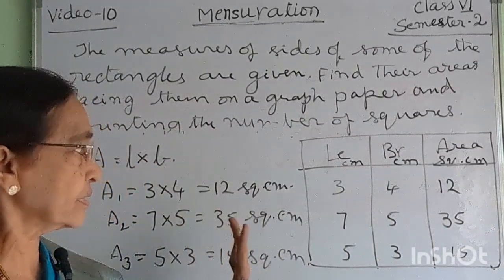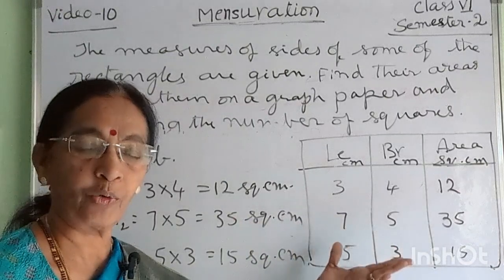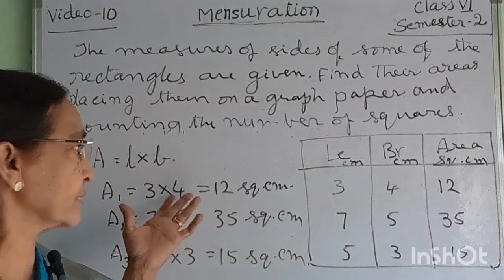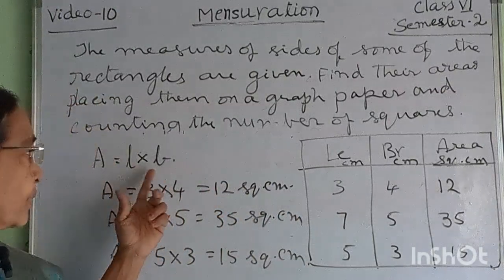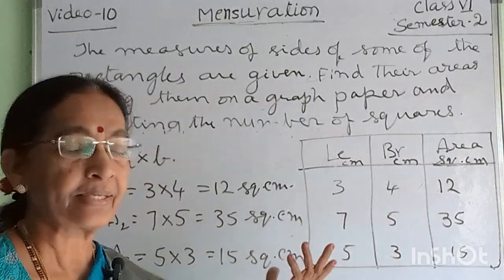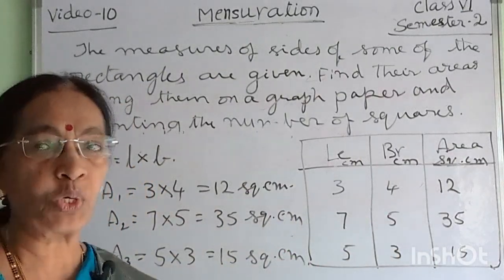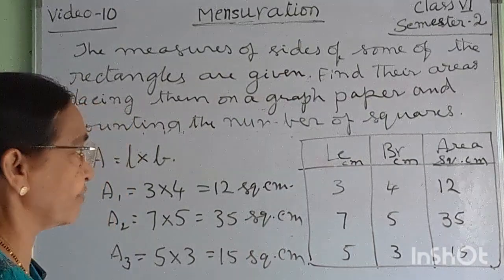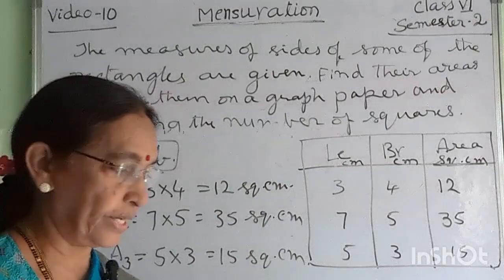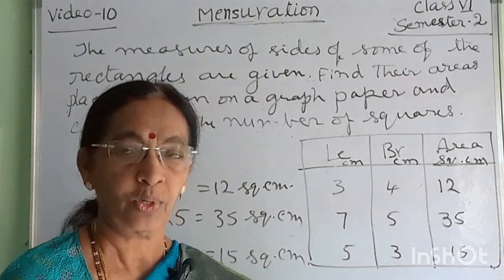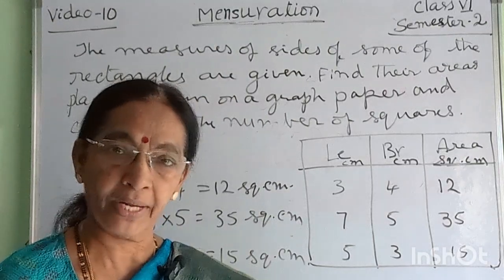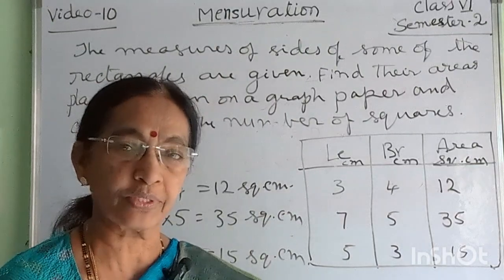So the areas by counting the square centimeters on the graph sheet, and the areas calculated using the formula L into B, are the same. What do you infer from these observations? The area of a rectangle is equal to length into breadth. Therefore, this is the formula for the area of a rectangle. So remember, area of a rectangle is equal to length into breadth. The product of the length and the breadth of a rectangle is equal to its area.